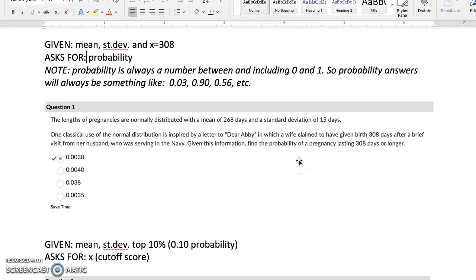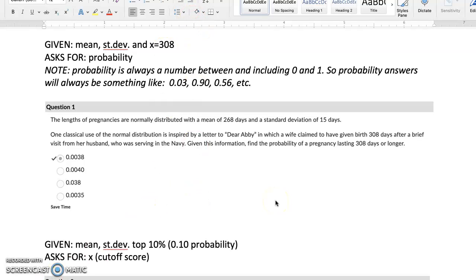Looking for the probability or whether you're looking for X, a number in the problem. So the length of pregnancies are normally distributed, so you'll always be given the mean and the standard deviation. Then you're told that it's normally distributed, so 268 days is your mean. Standard deviation, so it deviates by about 15 days on each side.